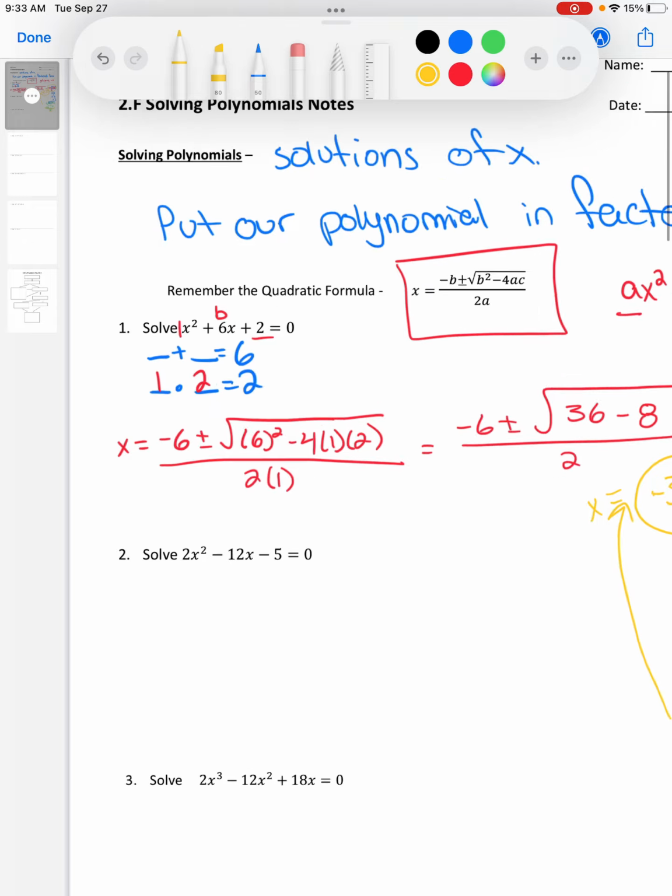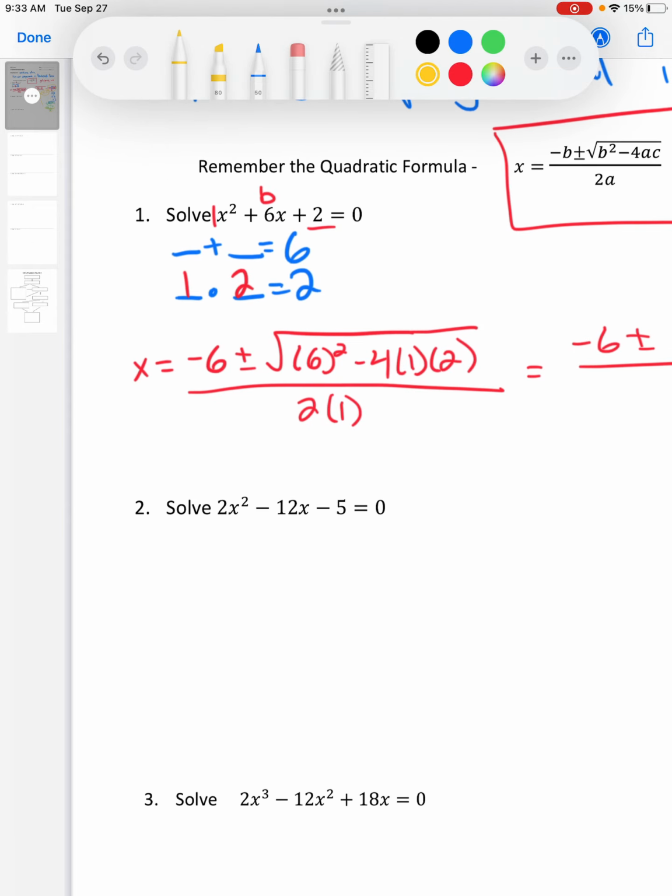Let's look at the next one. So I want you to try to solve this one because it's just review. You know how to solve the quadratic formula. So pause the video and then try to solve it and we'll go over it.